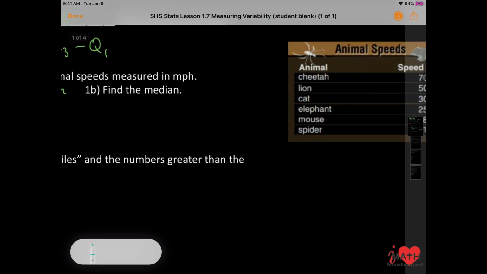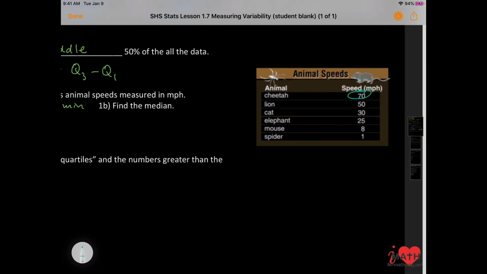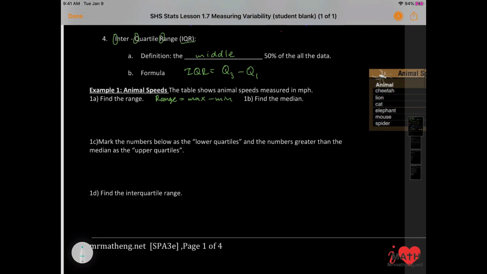So let's look over here. Which one is the highest and the lowest? 70 minus 1. You're going line by line, showing all your work. So the range is 69. You can actually say, and this will help you with context, that the animal speeds vary, or there's a range of different values, by 69 miles per hour.